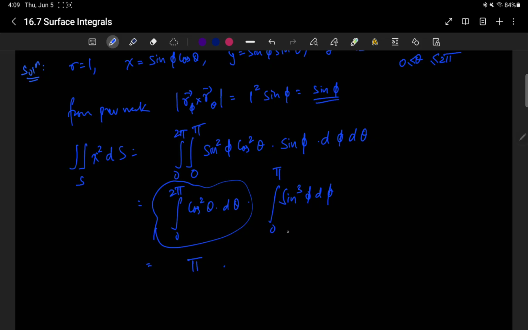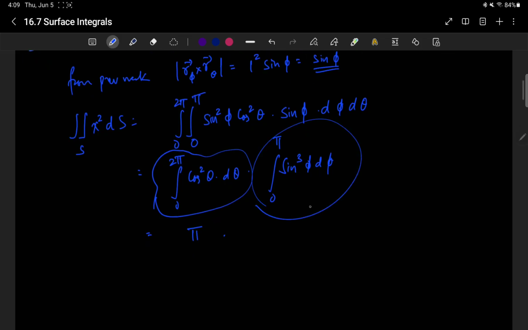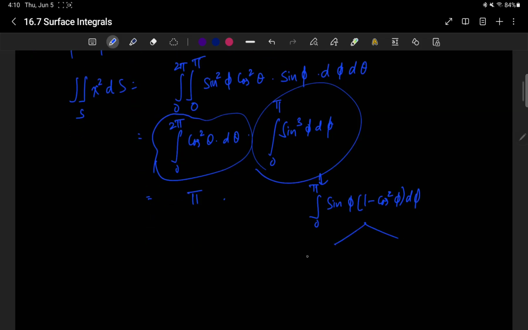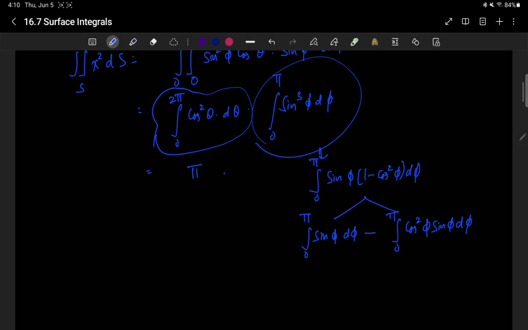For sine cubed, we'll use a different strategy. One of the strategies for sine cubed is to leave one sine phi and rewrite the other two as 1 minus cosine squared phi, d phi. So then this becomes two integrals now: the integral from 0 to pi of sine phi d phi minus the integral from 0 to pi of cosine squared phi sine phi d phi. The first gives us negative cosine phi from 0 to pi.